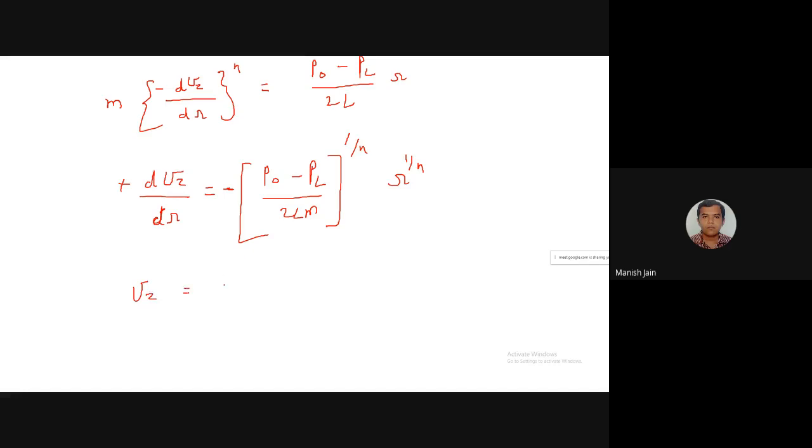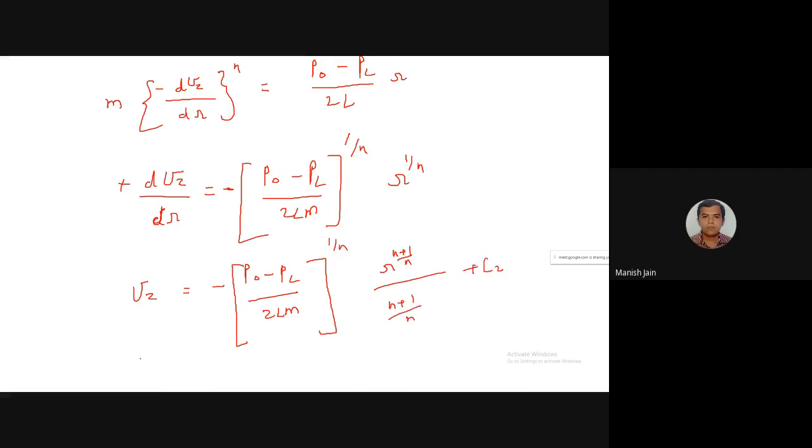vz equal to minus ((P naught minus PL) divided by 2Lm) to the power 1 by n multiplied by r to the power (n plus 1) divided by n, divided by (n plus 1) divided by n, plus C2.